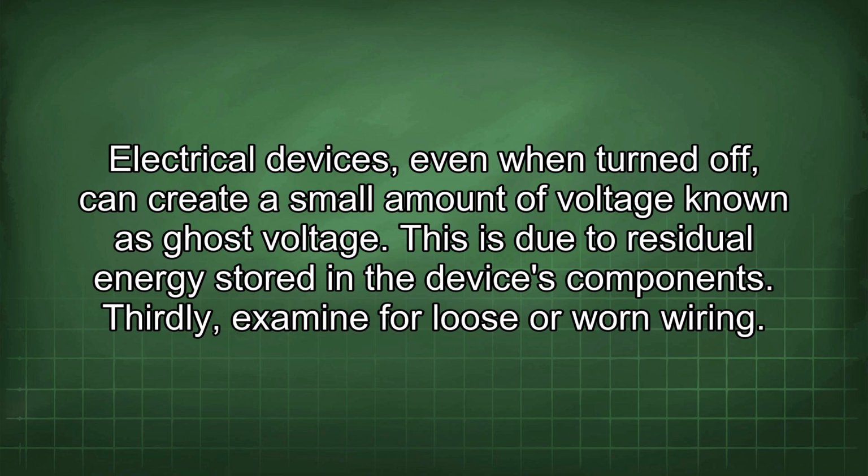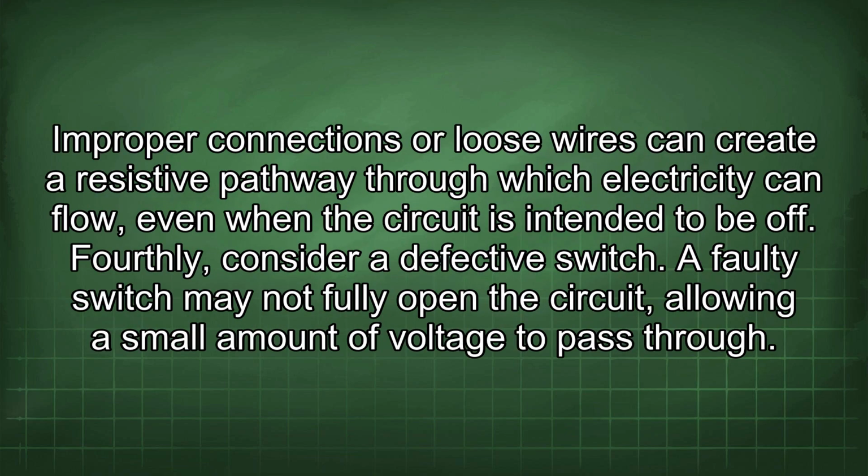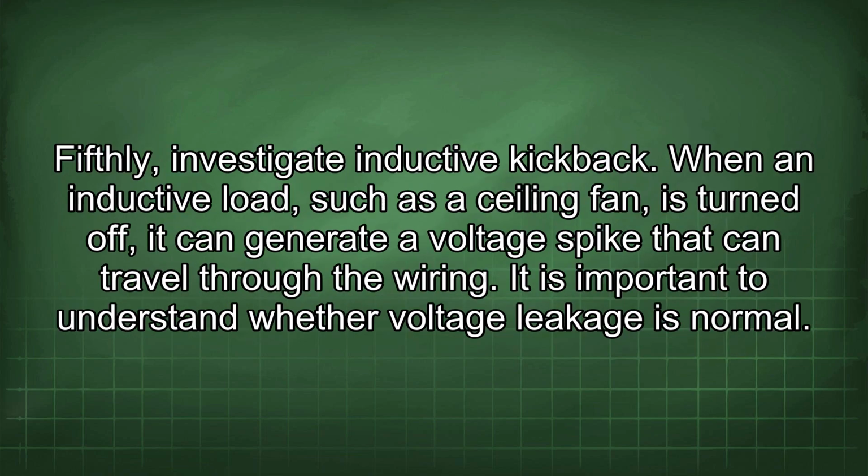Thirdly, examine for loose or worn wiring. Improper connections or loose wires can create a resistive pathway through which electricity can flow, even when the circuit is intended to be off. Fourthly, consider a defective switch. A faulty switch may not fully open the circuit, allowing a small amount of voltage to pass through. Fifthly, investigate inductive kickback. When an inductive load, such as the ceiling fan, is turned off, it can generate a voltage spike that can travel through the wiring.